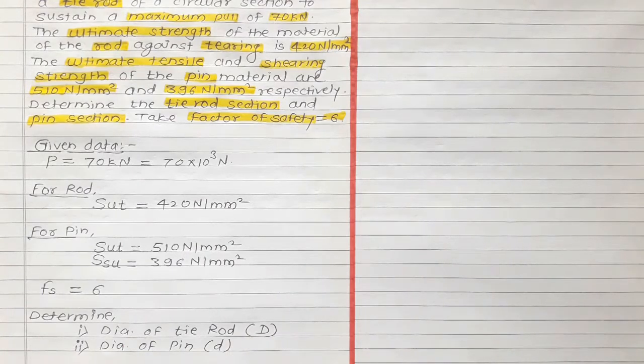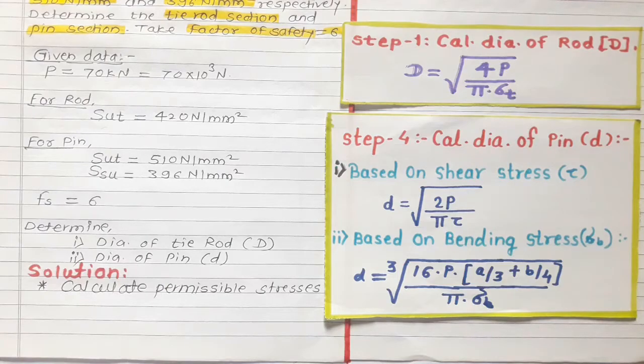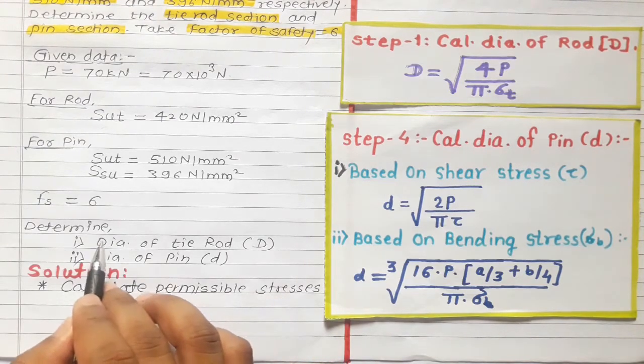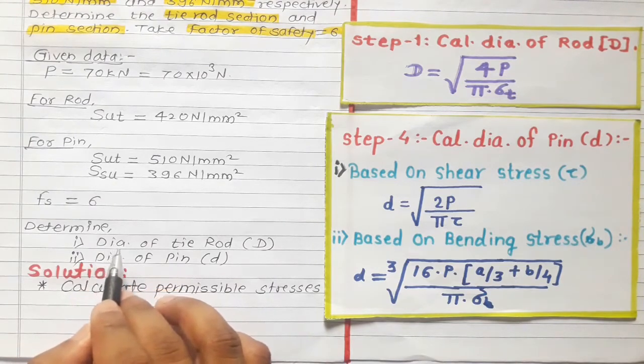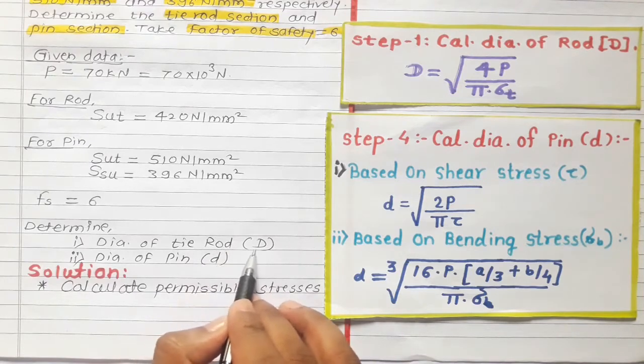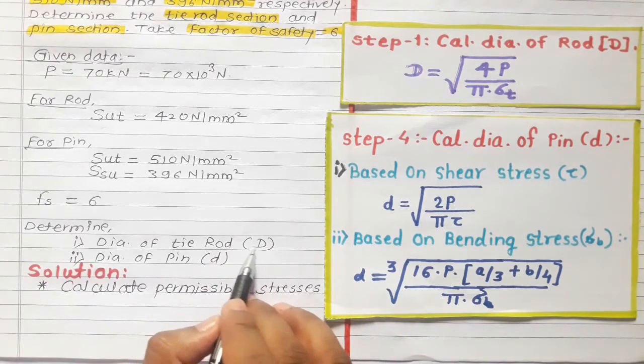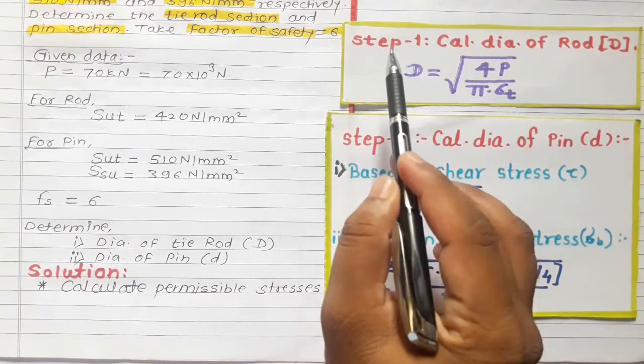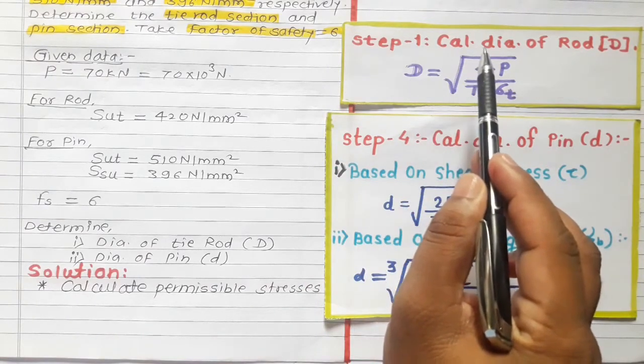So let us solve this problem. Before actual starting of solution, we have to find out the permissible stresses. So here we write the heading, calculate the permissible stresses. Before deciding which permissible stresses we should calculate, just go through the parameters that we have to determine. The first parameter is the diameter of rod or diameter of tie rod, that is capital D. And this capital D can be calculated from step number 1 of design procedure of knuckle joint.